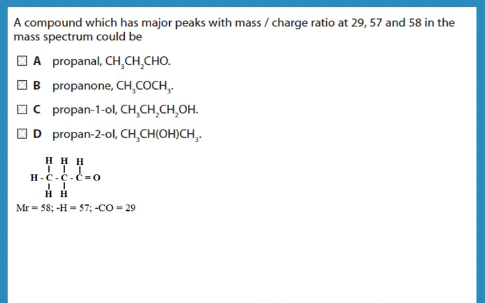If I sit down and calculate the molecular mass of propanal, it is 58. If I remove one of its hydrogens, that becomes 57. If I remove a CO from the molecule, then I can get a fragment that has a molecular mass of 29. So looking at this, we find that A is probably our answer, because it can give fragments that have a mass of 58, 57 and 29, which is what he's looking for in the question. Let's check the other ones just to make sure that this is correct.